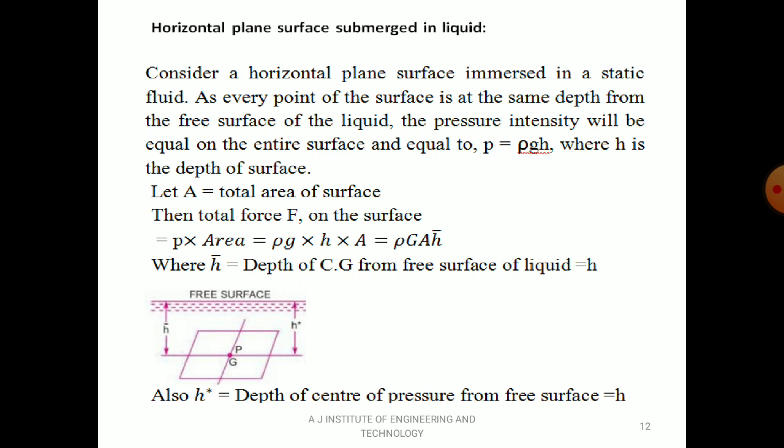So let A equal to area of the surface, then total pressure force F equal to P into area. P, the pressure, is given by rho GH. Area is capital letter A. So rho G into A into H bar, where H bar equal to depth of CG from free surface of liquid, that is equal to H. Also H star equal to depth of center of pressure from free surface, here that is equal to H. So H equal to H star equal to H bar, because the center of gravity and the center of pressure act at the same point.